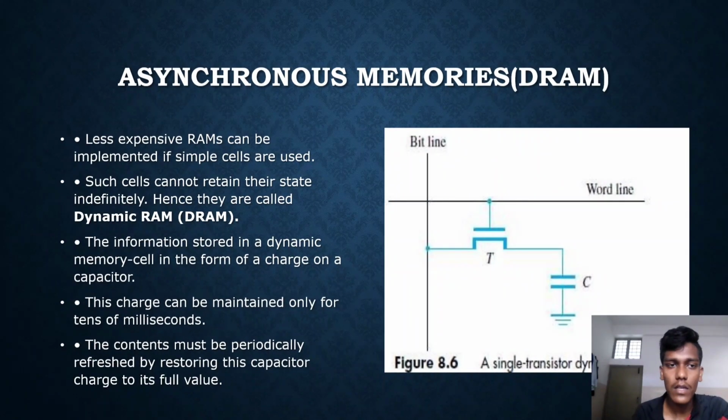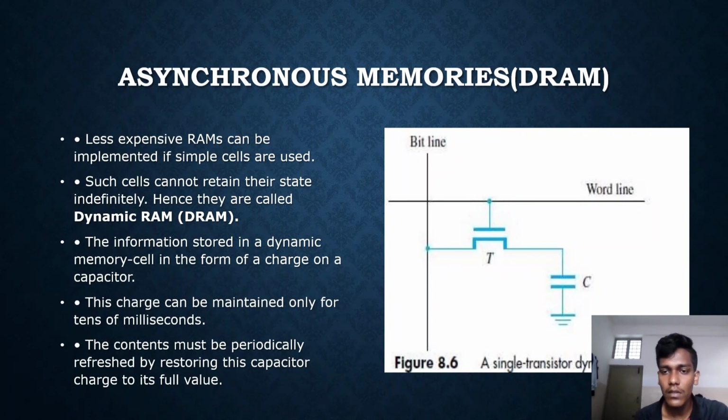Asynchronous memories of dynamic RAM. This less expensive RAM can be implemented if simple cells are used. Such cells cannot retain their state indefinitely, hence they are called dynamic RAM. The information is stored in a dynamic memory cell in the form of a charge on a capacitor. This charge can be maintained only for tens of milliseconds. The contents must be periodically refreshed by restoring the capacitor charge to its full value.